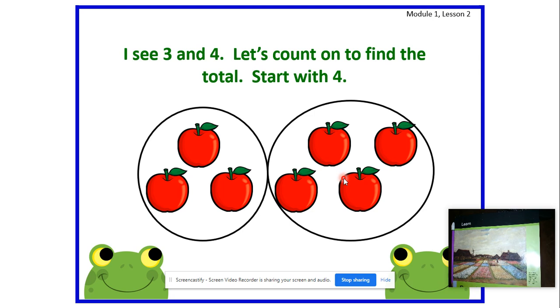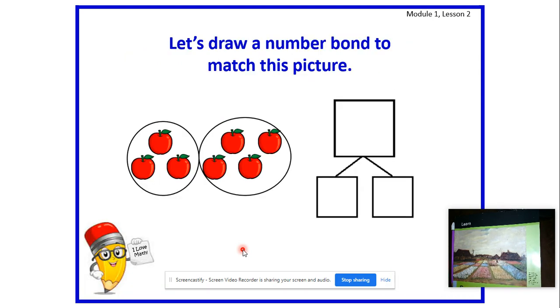Let's count on to find the total. We're going to start with 4. Count with me. Get ready. 4, 5, 6, 7. What are the parts? Get ready. Yes, 3 and 4. Let's draw a number bond to match the picture.